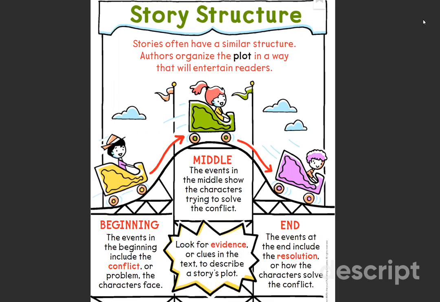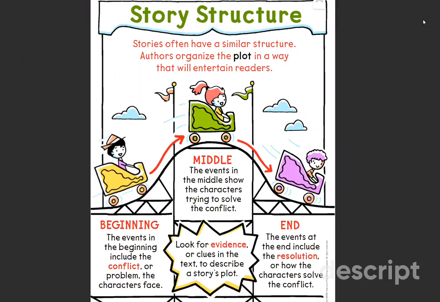Stories often have a similar structure that we're familiar with, and that's beginning, middle, and end. But there are things that are tucked away in each part of the story that are called the plot of the story. And authors often create stories or organize stories in this way because it entertains us as readers.